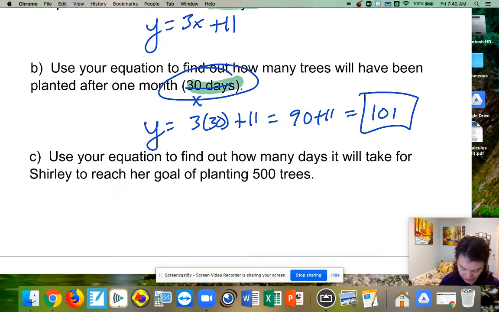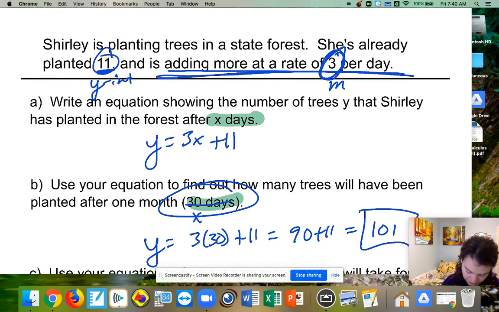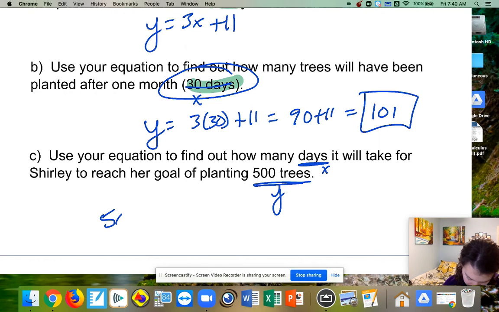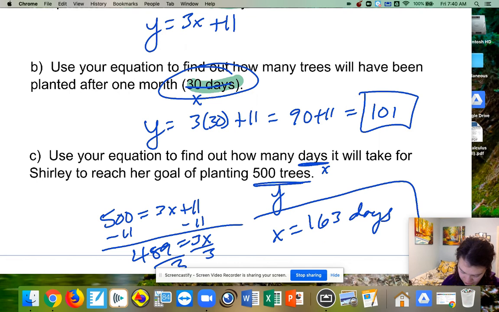Okay, now we need to figure out how many days it will take for Shirley to plant 500 trees. So again, up here, 500 is the number of trees. That's our y value. So this is a y, and we're looking for an x. So we know we have 500 trees equals 3x plus 11. And now we just need to solve. You can subtract 11. You get 489 equals 3x. Divide by 3. And x will equal 163 days. So not a full year, like a little over half a year. And she'll have planted 500 trees.